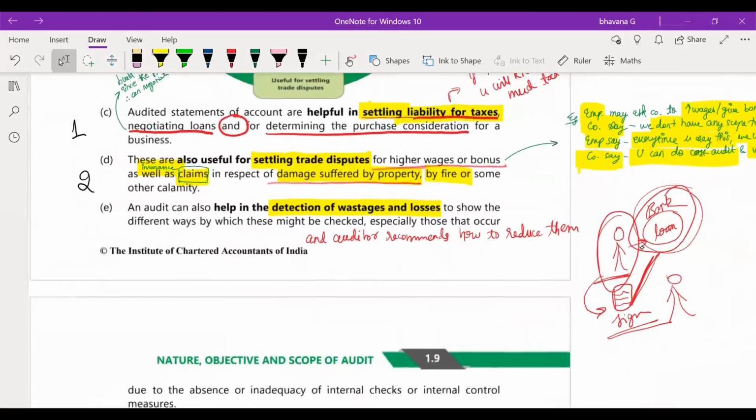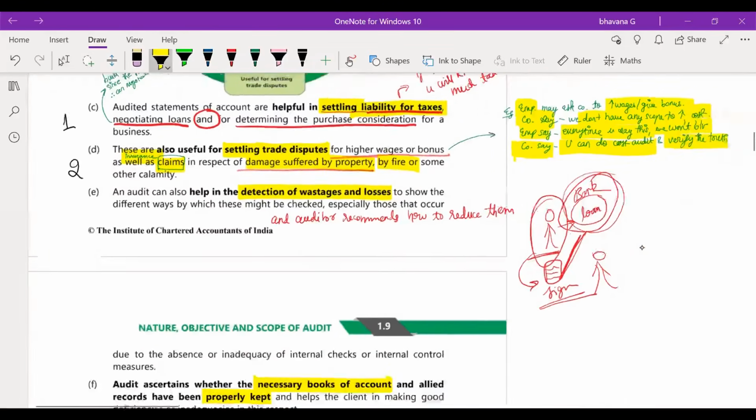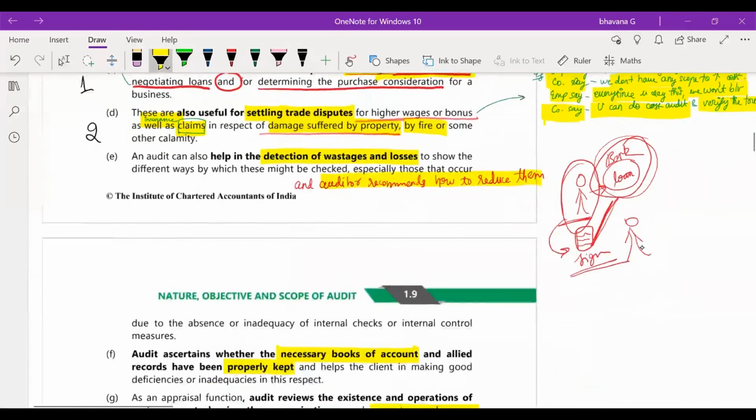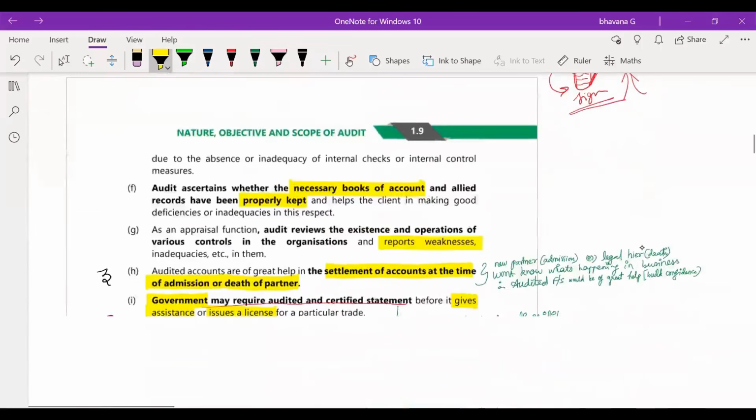Next, the audit can also help in the detection of wastages and losses. Okay, so whenever a qualified, very knowledgeable person is seeing your financial statements, he can tell you where you are going wrong. The wastage and losses that you are making, he will tell you. And the auditor can also recommend how to reduce these wastage and losses. So this will be one more advantage.